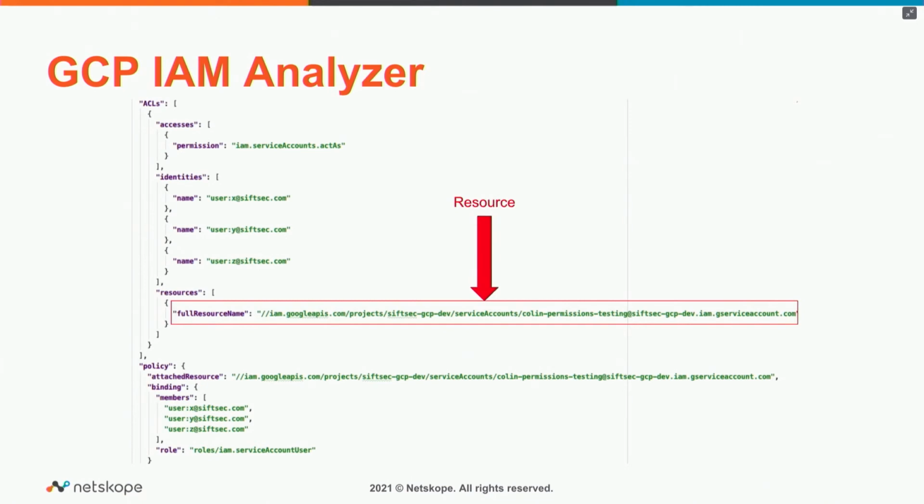But again, since my resource is a service account, how do I know that this is a risk? I can't tell that from this output.